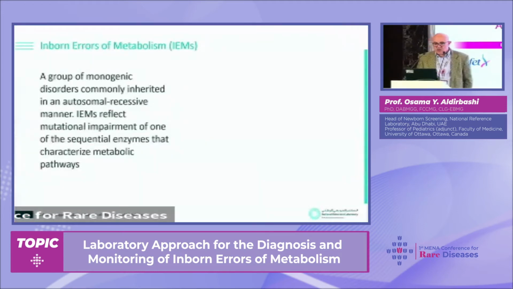Here we are talking about a group of mainly monogenic disorders that are commonly inherited as autosomal recessive. Now, some inborn errors of metabolism can be inherited as X-linked or in other ways of inheritance, but mainly here we deal with autosomal recessive. Usually in inborn error of metabolism, there's a mutation that impairs a certain enzyme that affects a metabolic pathway. When we say metabolic pathway, we are talking about a series of chemical reactions that occur in a cell.